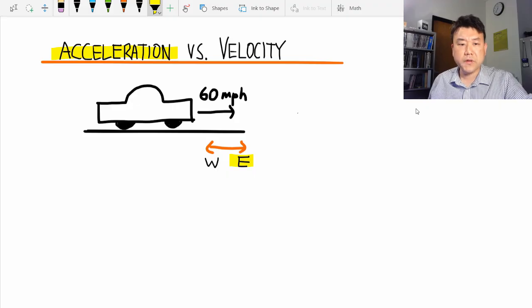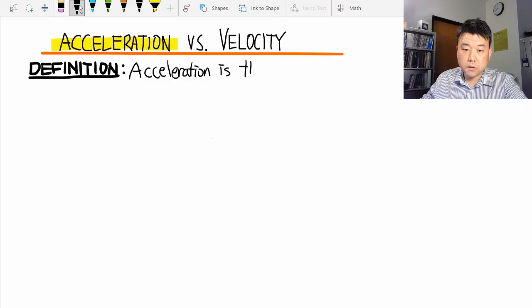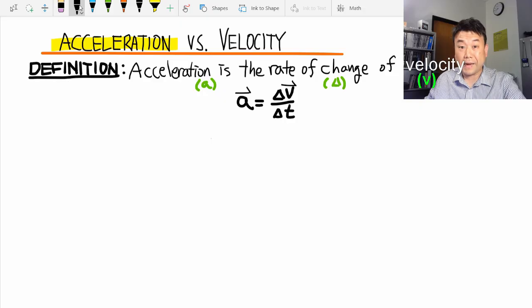So let's start with the definition. Acceleration is defined as the rate of change of velocity, or using symbols to express the same idea more succinctly, we would say acceleration is equal to how much velocity changes in a given amount of time. And if we are being picky, we need to be careful about velocity being a vector. It has direction. So acceleration is also a vector. It has direction.